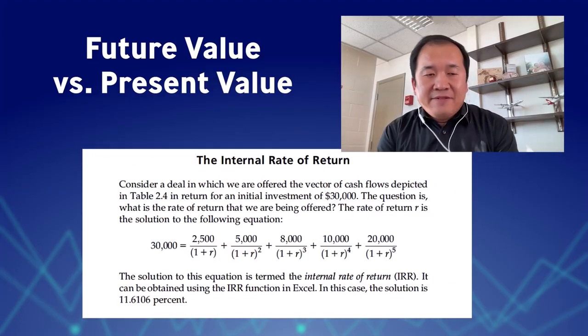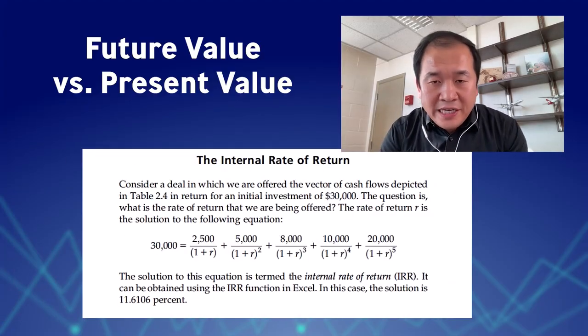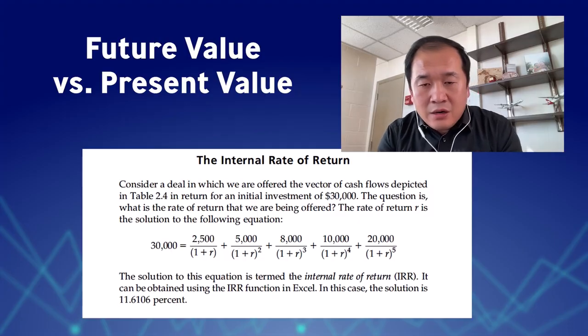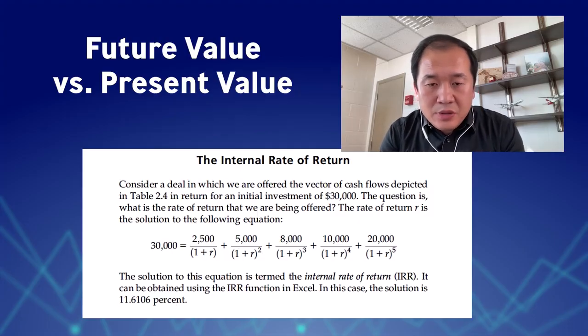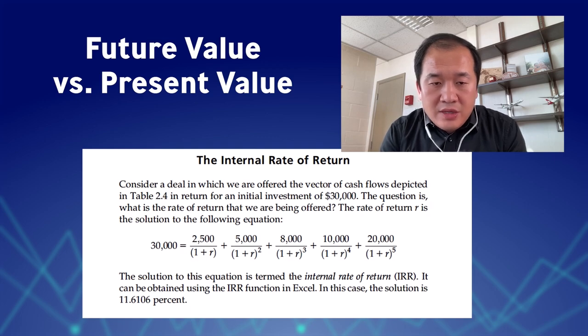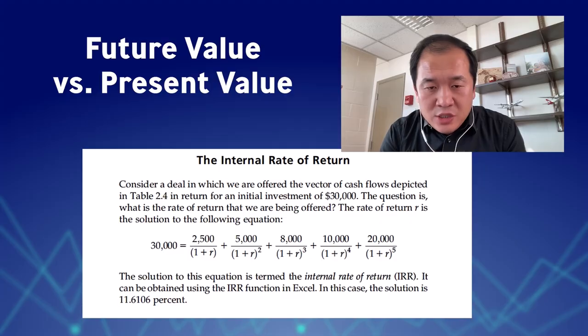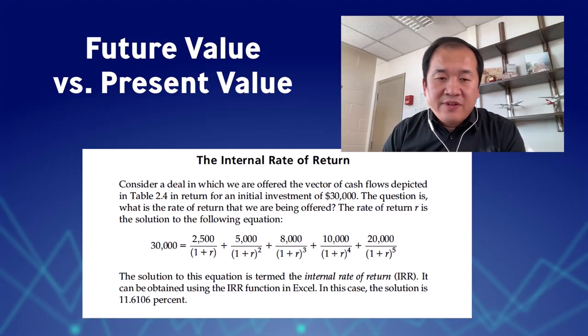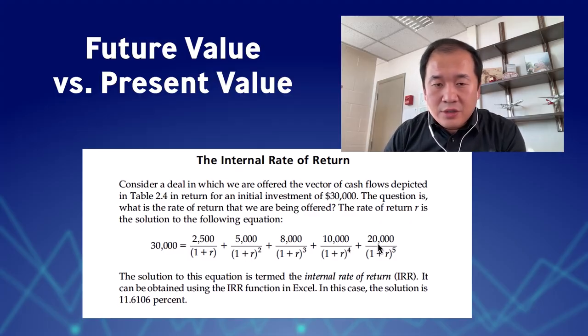The last slide of this topic is about the internal rate of return, or IRR, which is a very common concept used in finance and investment. In the previous example, we just changed the question a little bit. Now we know we are receiving this series of cash payments at the end of periods 1, 2, 3, 4, and 5: $2,500, $5,000, $8,000, $10,000, and $20,000.